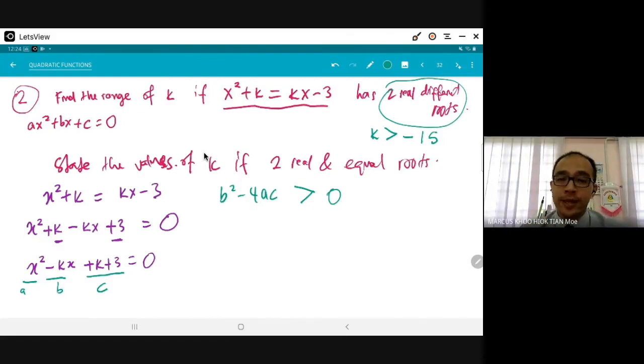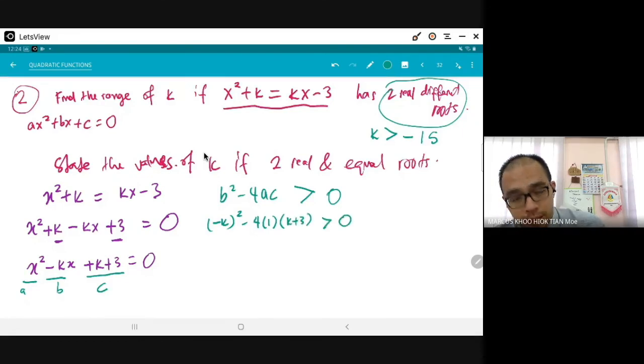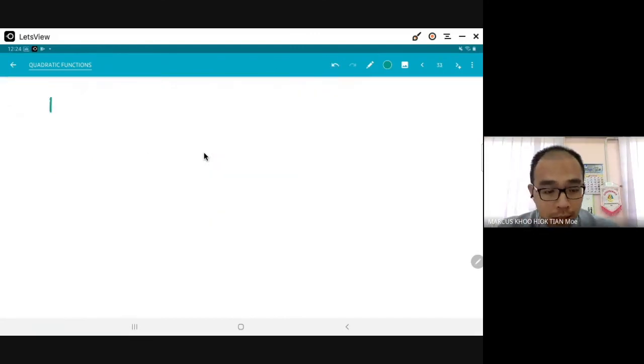Interesting. Well, we can always try. Okay, so b is negative k. So negative k squared minus 4, a is 1, c is k plus 3, more than 0. So negative k squared will be k squared minus 4 times k plus 3 more than 0. But this is k squared minus 4k minus 12, more than zero. This is a slightly different situation. We learned this yesterday: k squared minus 4k minus 12 is more than 0.